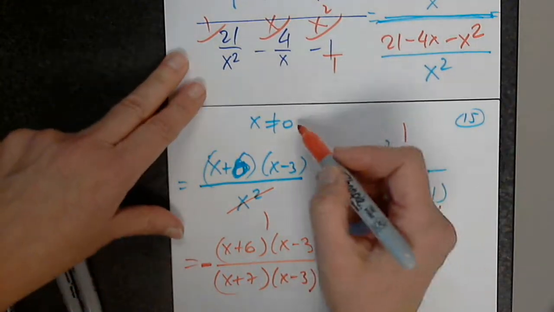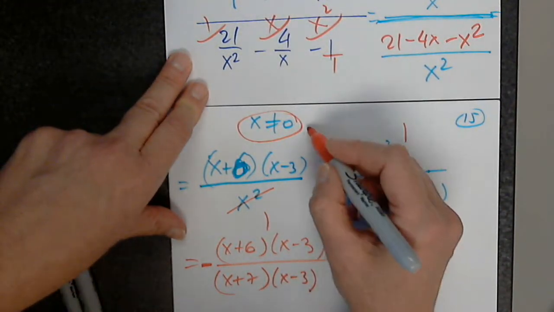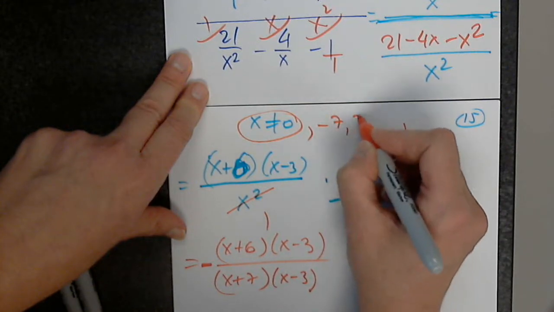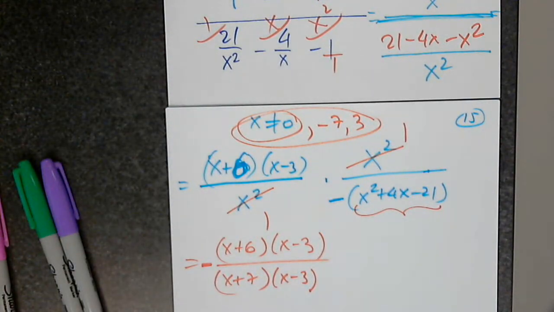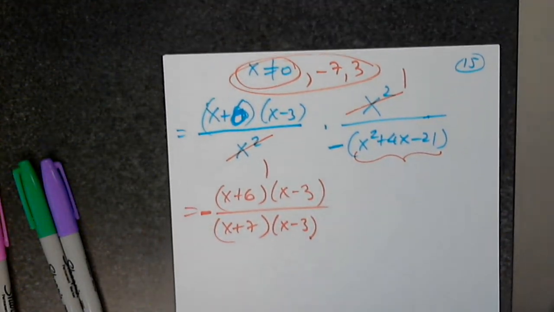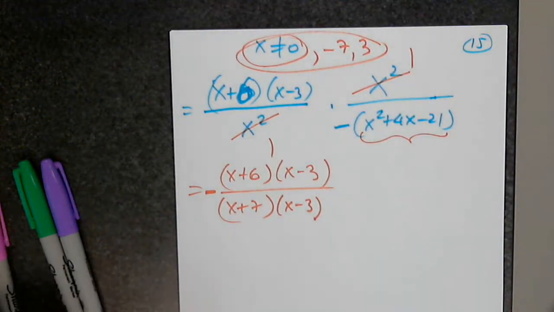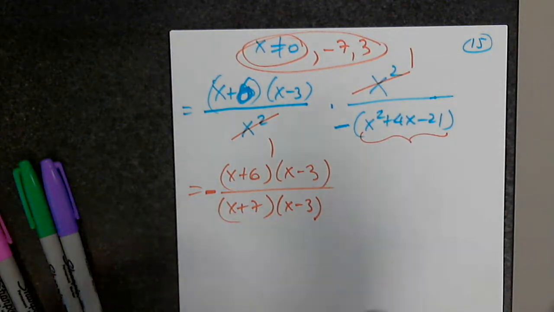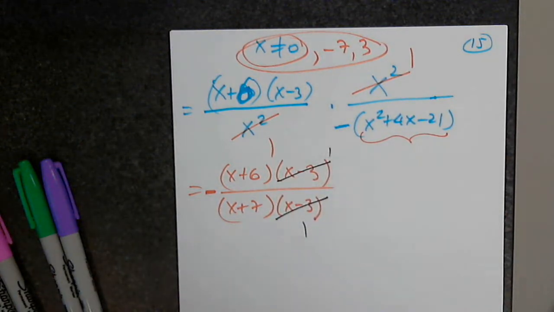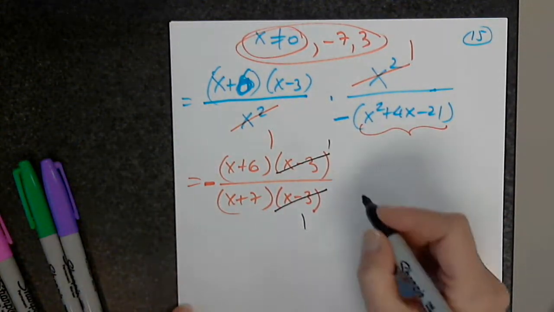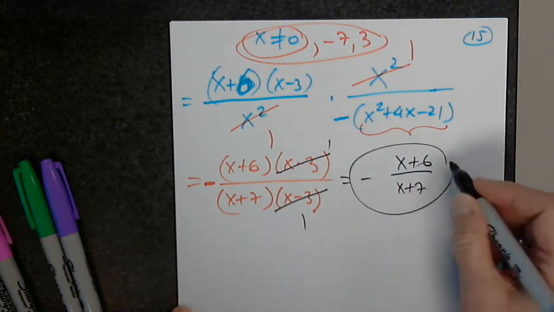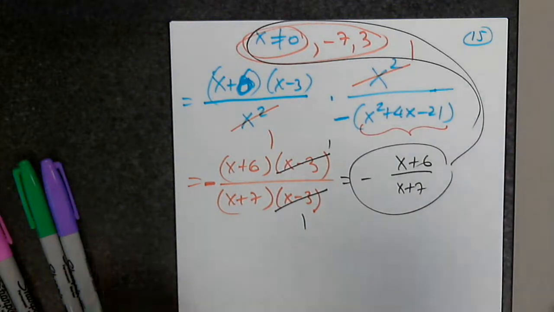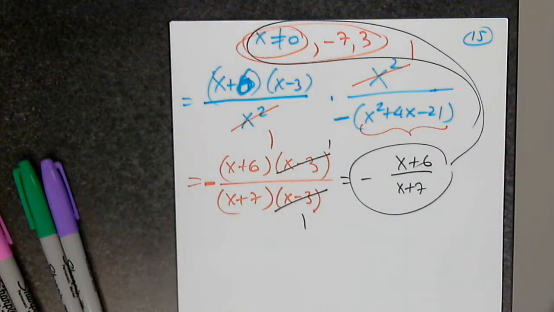I have to add to this restriction. I have to add not negative 7 and not 3. And now I'm free to simplify. And I will simplify what? X minus 3 by x minus 3. So the answer is negative x plus 6 over x plus 7, assuming all these conditions are fulfilled. Is that okay?